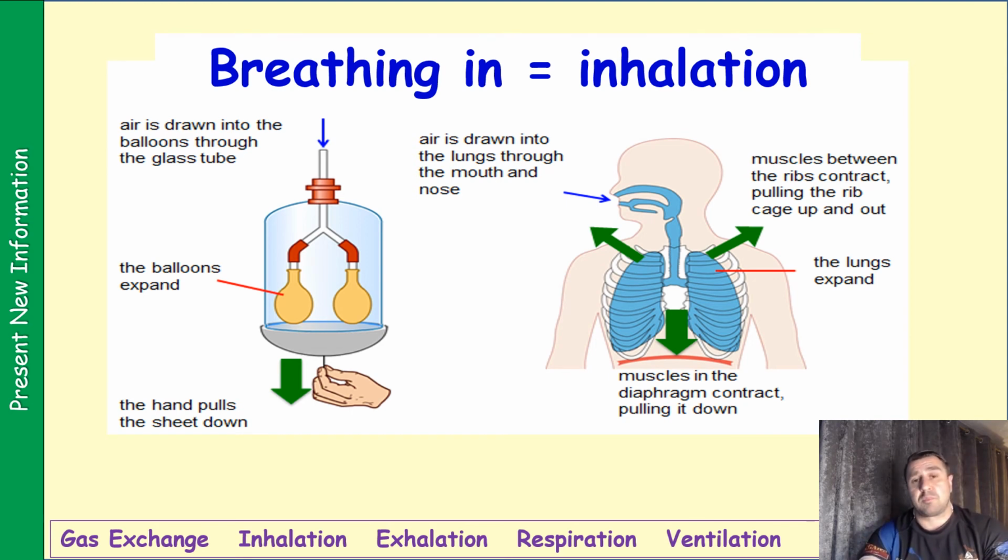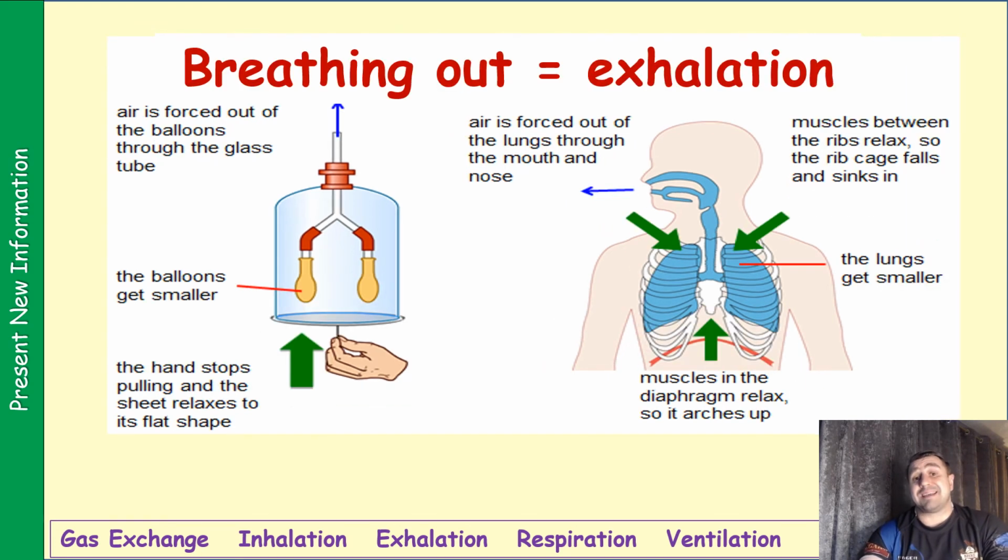The next step, when you breathe out, is known as exhalation. Air's forced out of the lungs through your mouth and nose. This is also happening simultaneously. The muscles between your ribs relax, and your rib cage falls or sinks in. At the same time, the lungs start to get smaller, and also at the same time, the muscles in the diaphragm relax, so it arches up.